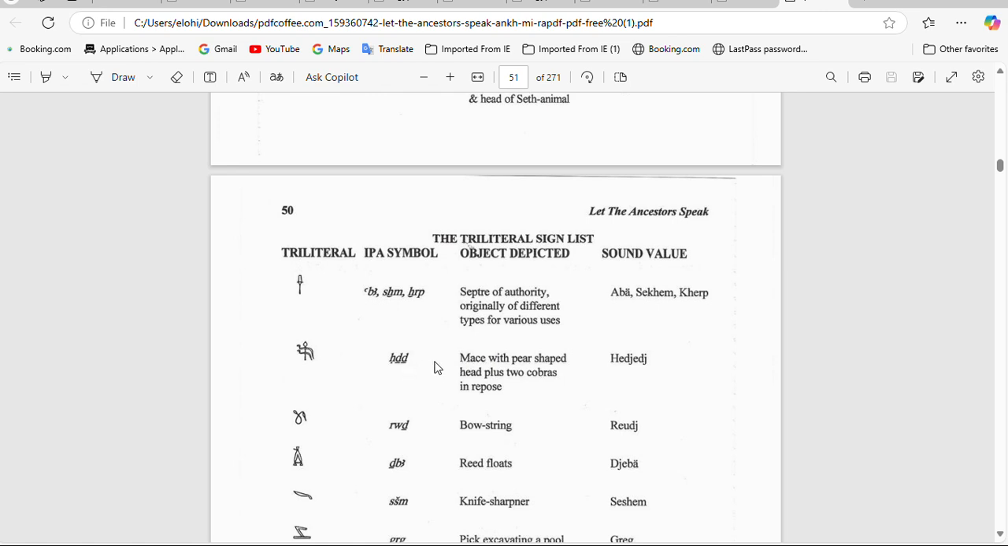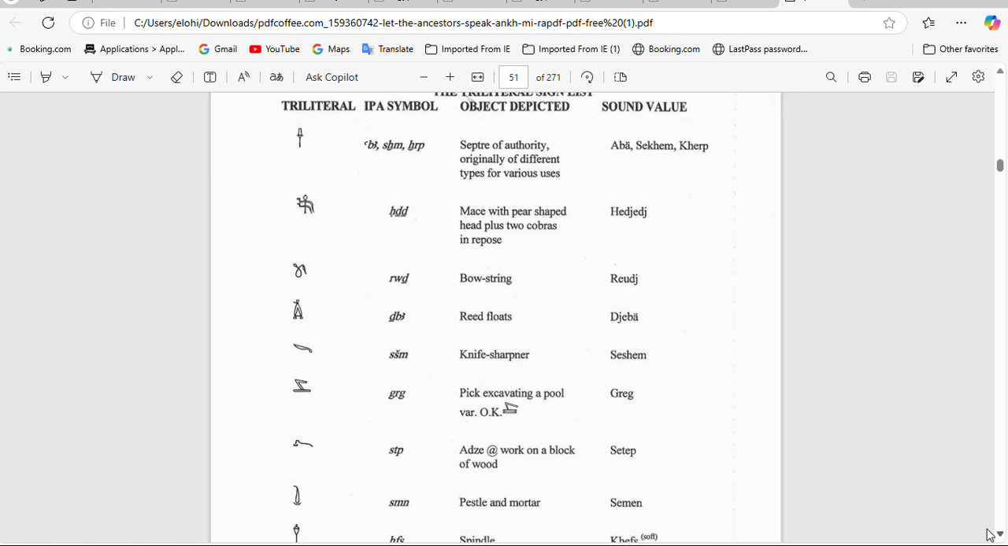Then you have the hajeded, mace with pear-shaped head plus two cobras in repose. Let me try it again. Then you have a bowstring, which is a rujej. Excuse my pronunciation. Then you have the reed float here, which is a jedba.